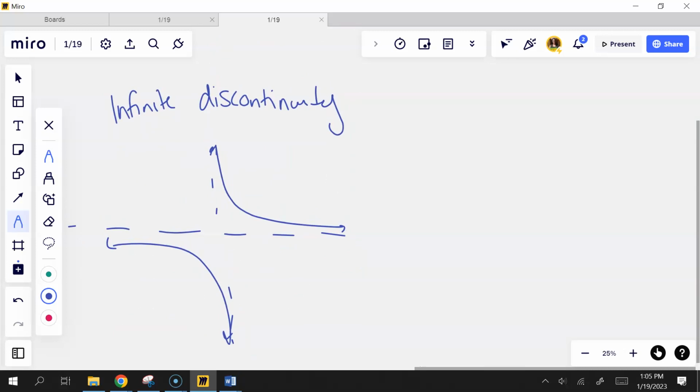Am I talking too fast? Okay. Yep. That's the type of discontinuity, yes. That's okay. That's all right.